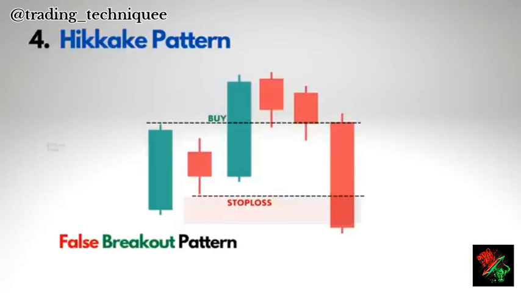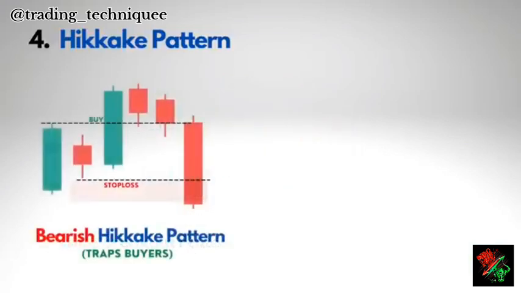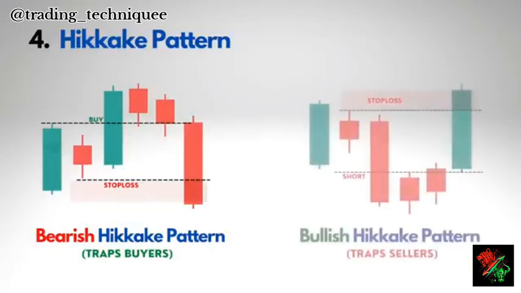Now there are two variants of the TEC pattern. The first type is a bearish TEC pattern, which entices the bulls or the buyers into buying and then traps them and makes them hit their stop loss. The second one is the bullish TEC pattern, which entices the bears or the sellers into shorting the market only to trap them and reverse the price against their position.